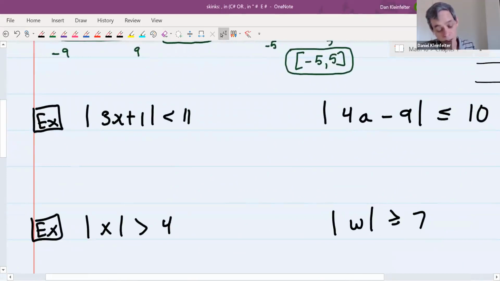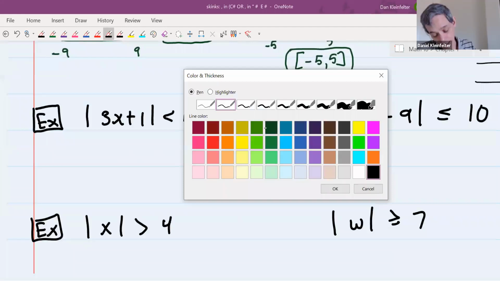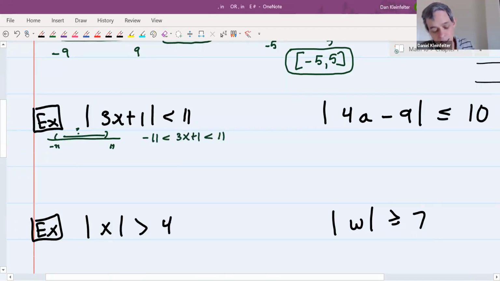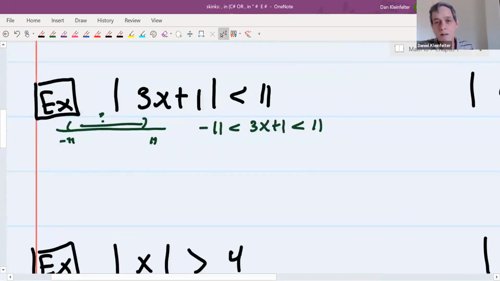Okay, so here we have the absolute value of 3x plus 1 is less than 11. So here again, I don't know where x is. I don't know where 3x plus 1 is, but I do know that 3x plus 1 is somewhere in between -11 and 11. So if -11 is less than 3x plus 1, which is less than 11, this gives us what's called a three-part inequality. I'll leave it to you to figure out why.